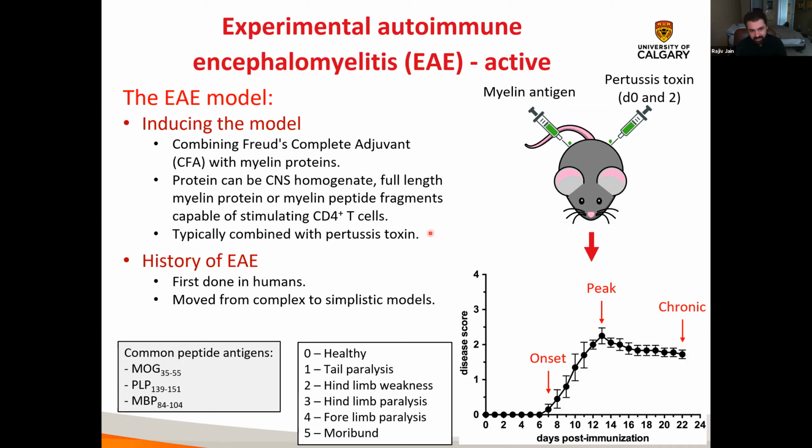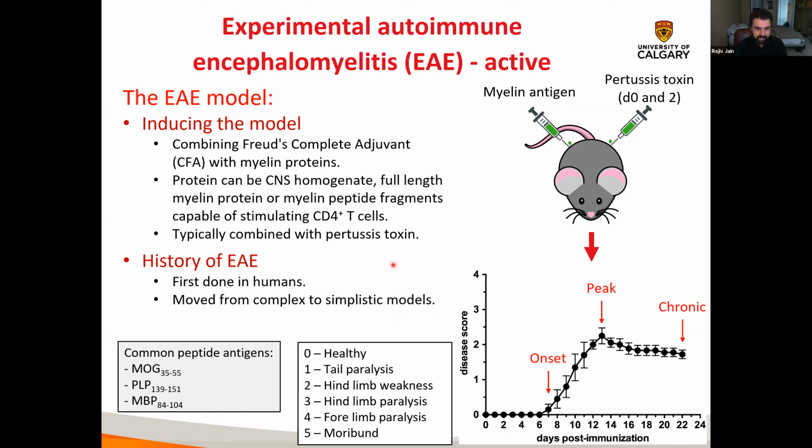So some fun facts about the history of EAE. So EAE was actually first done in humans by accident, and this was as a result of trying to make a rabies vaccine. And so they basically took the spinal cords of those infected with rabies and combined it with an adjuvant to try and basically make people immune to rabies. And while this probably was successful, the problem was the people immunized with the spinal cord homogenate also ended up developing EAE. So obviously not a very effective immunization.